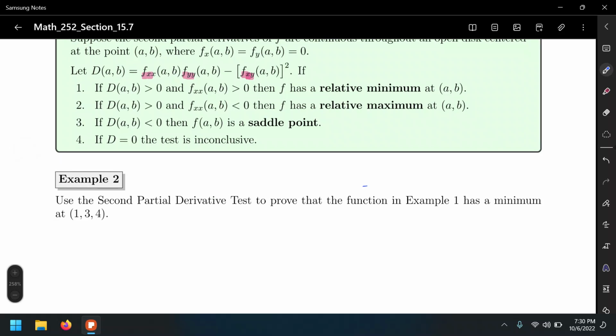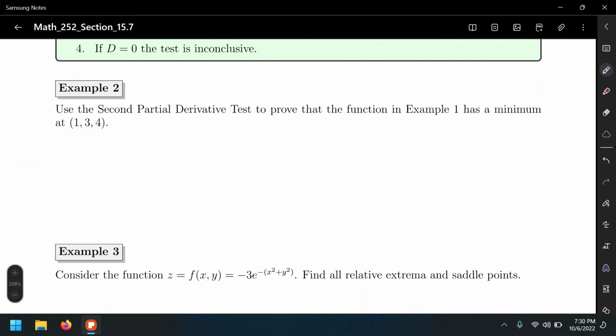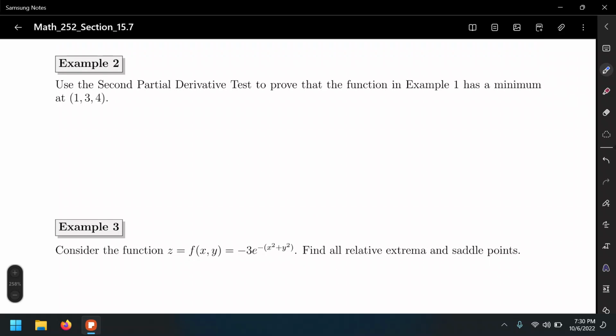All right, let's use the second partial derivative test to prove that the function that we just did on the previous page indeed has a minimum at (1, 3, 4). So let's take the partials again.